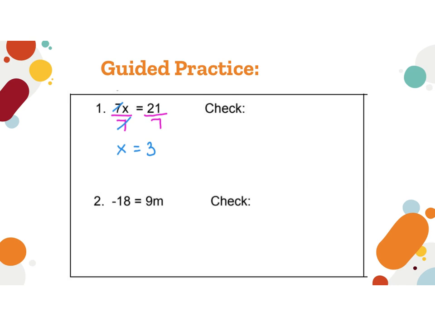Next, we want to check and plug 3 into our original equation for x to make sure that we solved it correctly. So 7 times 3 for x equals 21. 7 times 3 is 21, so we know we solved this correctly.